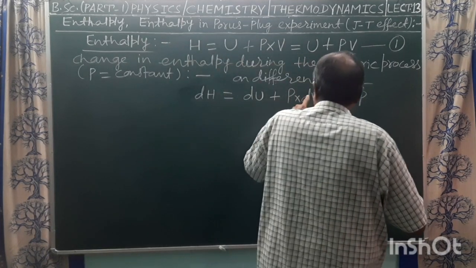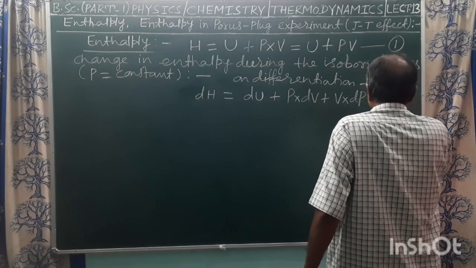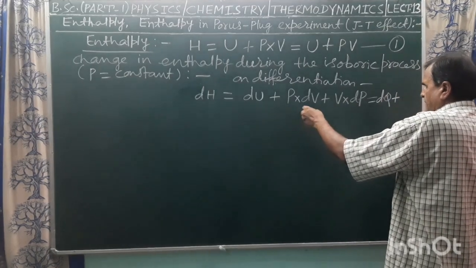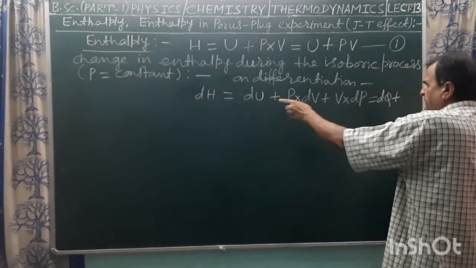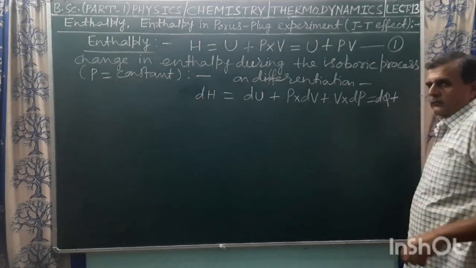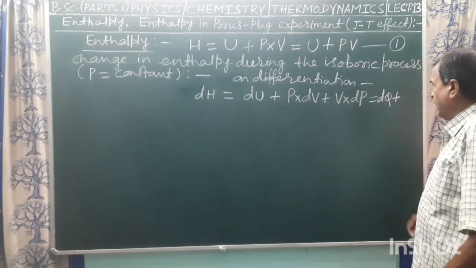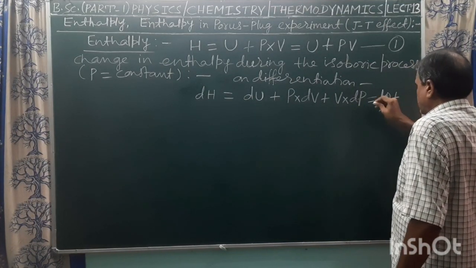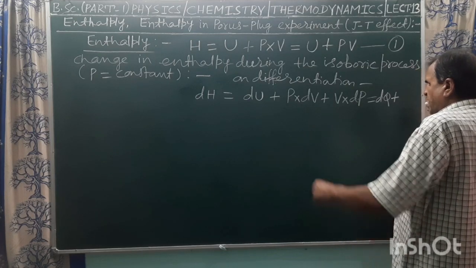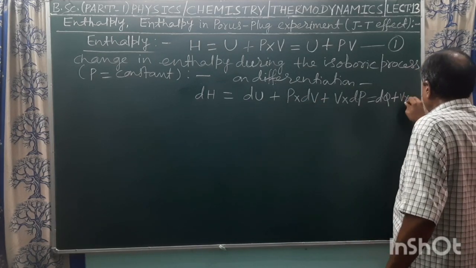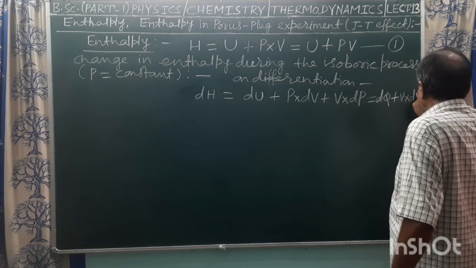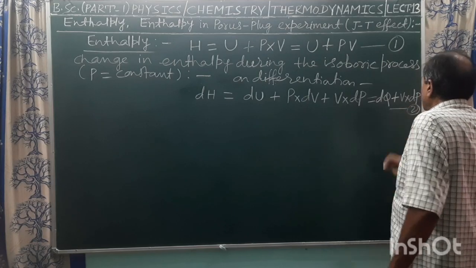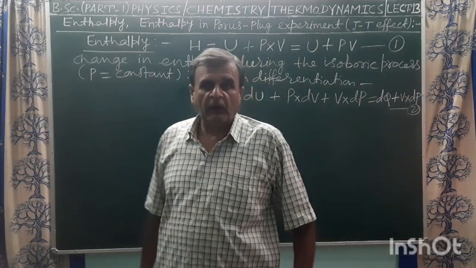So in place of dU plus P dV, we can write dq. In place of dU plus P dV, we have written dq using the first law of thermodynamics, and the remaining term, that is the last term, is V dP. So it is dq in place of dU plus P dV, plus V into dP. Let it be equation number 2. We know that in the isobaric process, pressure remains constant.